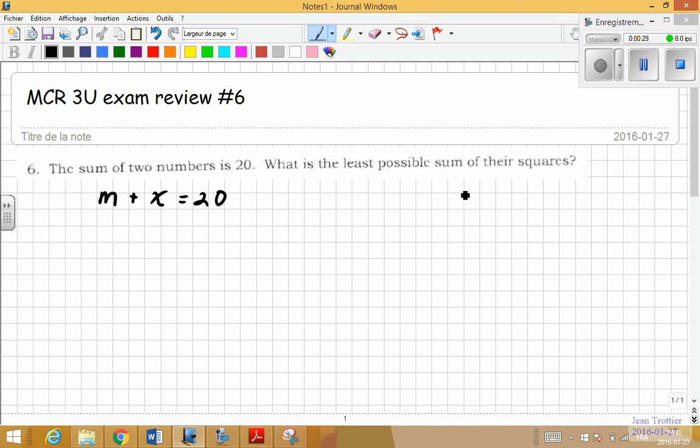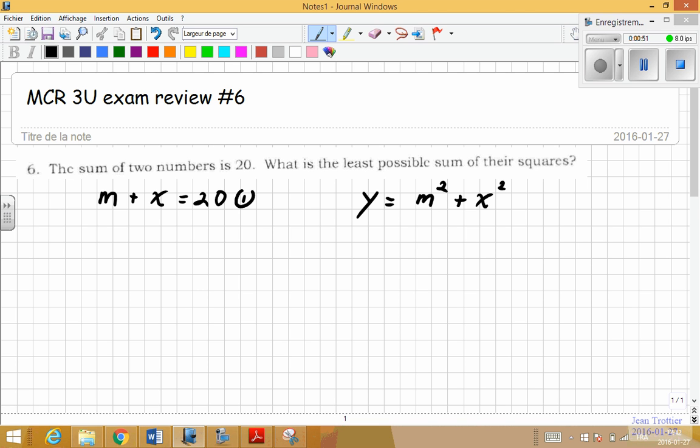So the squares of the two numbers will obviously be m to the power of 2. Sum is an addition again. x to the power of 2. So we don't know what this least possible sum is. So we'll just call it y. It's another variable, something that's unknown. So right now we have too many variables, so we have to combine these two equations together.